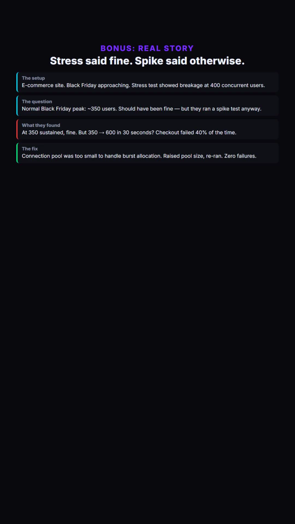This incremental approach also gives your team time to develop the muscle memory for interpreting results before you are looking at data from 3 different test types simultaneously.